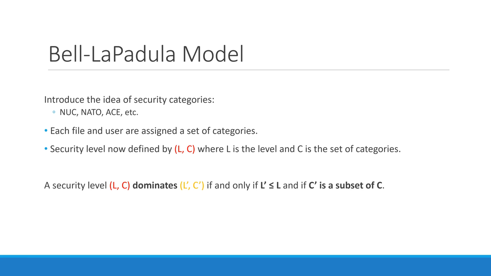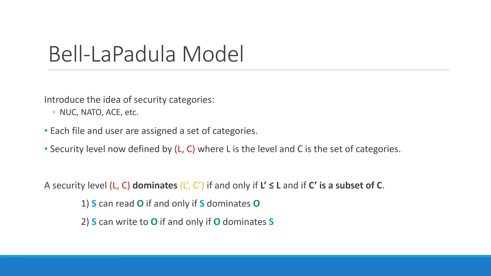We say that a security level (L, C) dominates (L', C') if and only if L' is less than or equal to L, and C' is a subset of C. Remember, C is the set of categories which are attached to a file and users. In this model, a subject can read an object if and only if that subject dominates that object according to the rule we just defined. And a subject can write to an object if and only if that object dominates that subject.